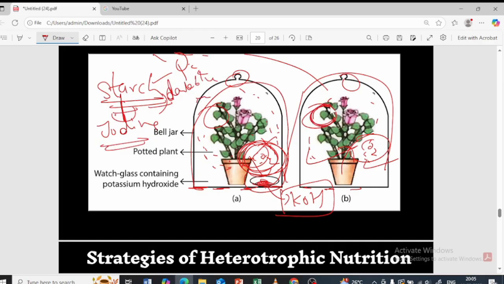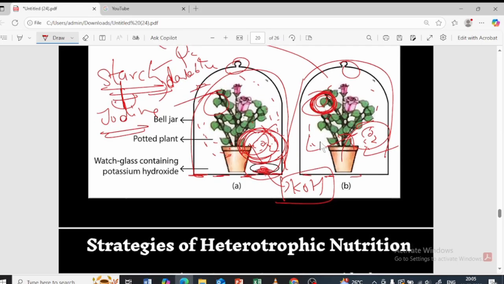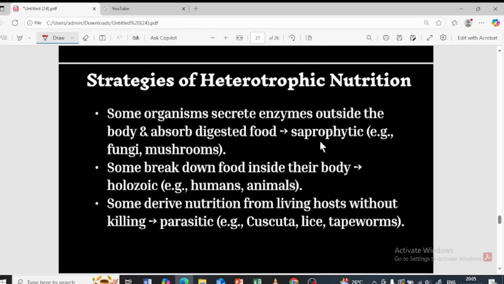This leaf is going to give dark blue color, because the photosynthesis has occurred here, and the starch, the carbohydrate, has been produced and stored in the form of starch, because all of the raw materials are present over here. Whereas here the carbon dioxide is not present, hence this leaf is not going to give the dark blue color. Which shows that carbon dioxide is necessary for the photosynthesis process. Yes. Okay. So next is the strategies of heterotrophic nutrition.